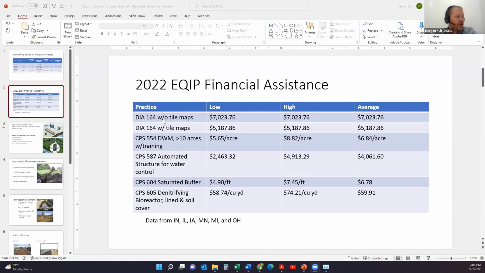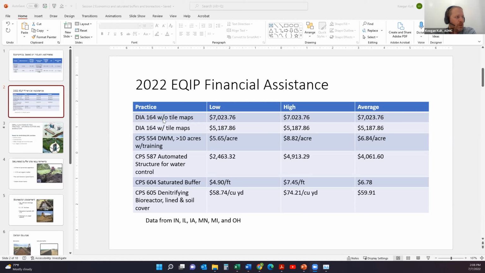The automated control structures now are cost shareable, and I think that's what we'll probably see most farmers select moving into the future, especially with drainage water management. Probably not as much for bioreactors and saturated buffers. I'm not sure if a fully automated structure is needed on all those practices right now. But as far as drainage water management goes, I think it makes a lot of sense.